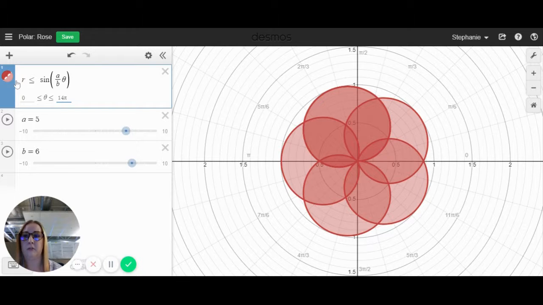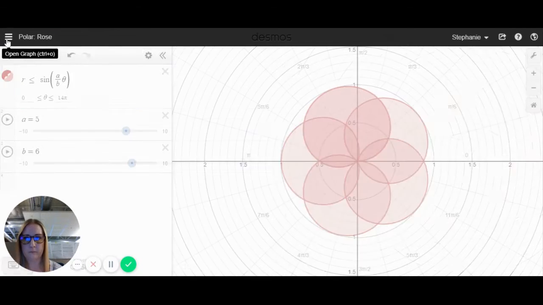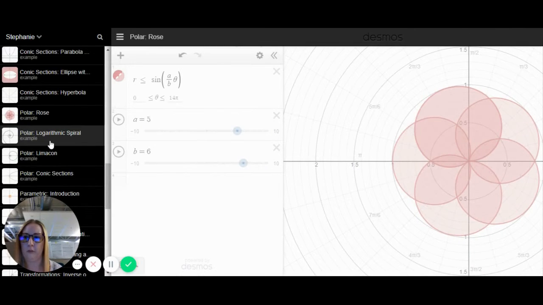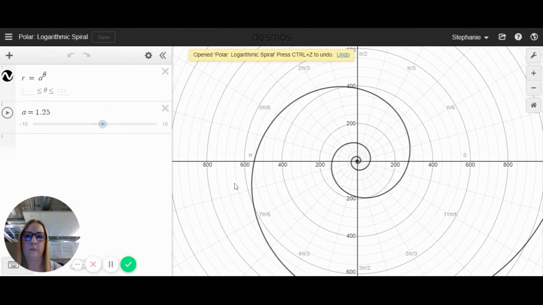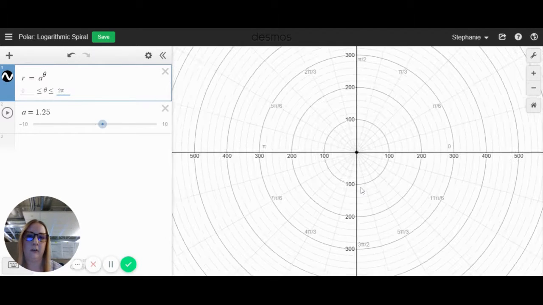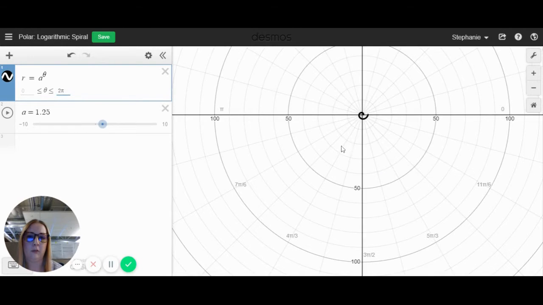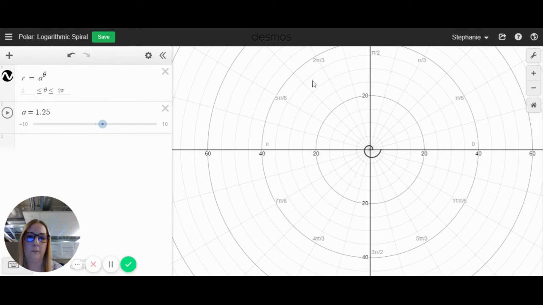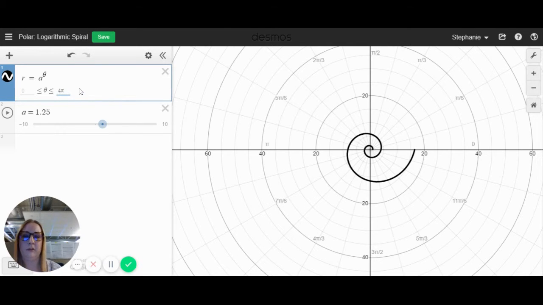So you write your equations in terms of r and theta. I'm going to open another one here, the logarithmic spiral. Again, this is in terms of r and theta. This goes to 12 pi. This is one that never repeats. If I only went to 2 pi, you can't really see anything. I have to zoom in. See a little tiny spiral. This one, because it keeps getting bigger and bigger, never repeats. So you have to actually have an input range that you're looking at when you graph something like that.